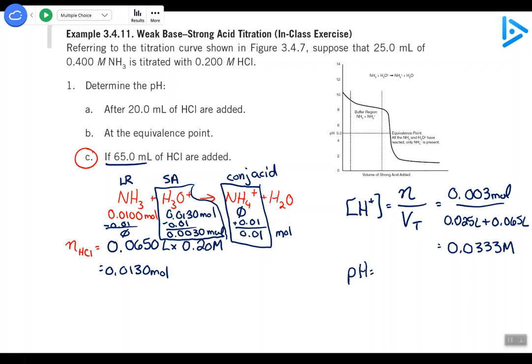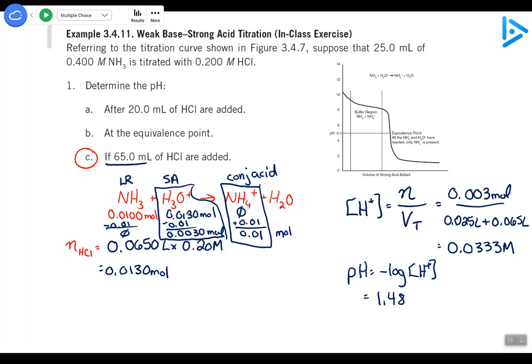The pH is the negative log of the concentration of H+, which gives me a pH of 1.48, which is quite acidic, just based on the excess H+ that we had left over.